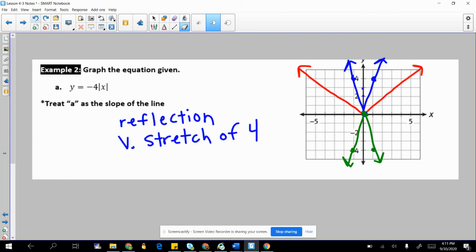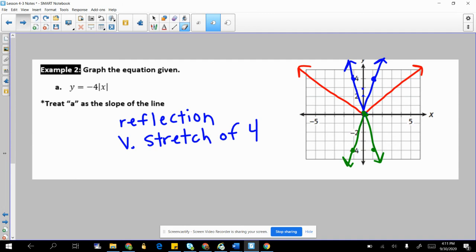The red one was your parent function, y equals the absolute value of x. The blue one would just be y equals 4 times the absolute value of x. And then the green one is y equals the negative 4 times the absolute value of x.